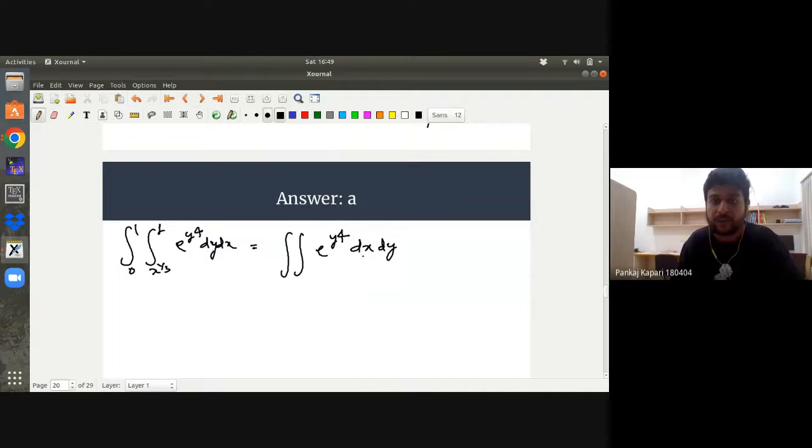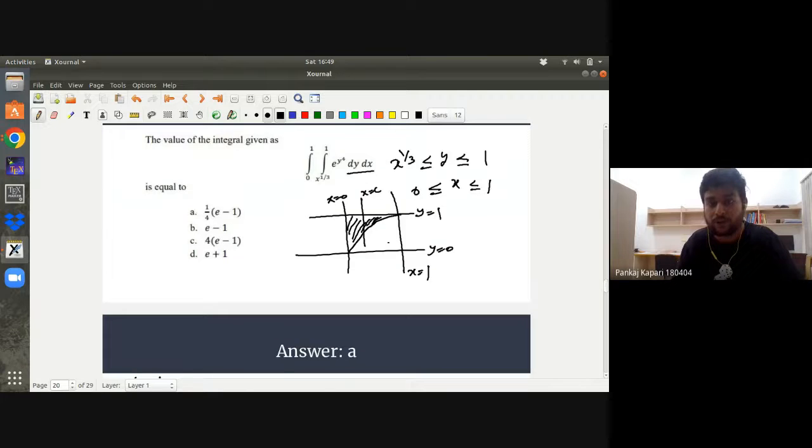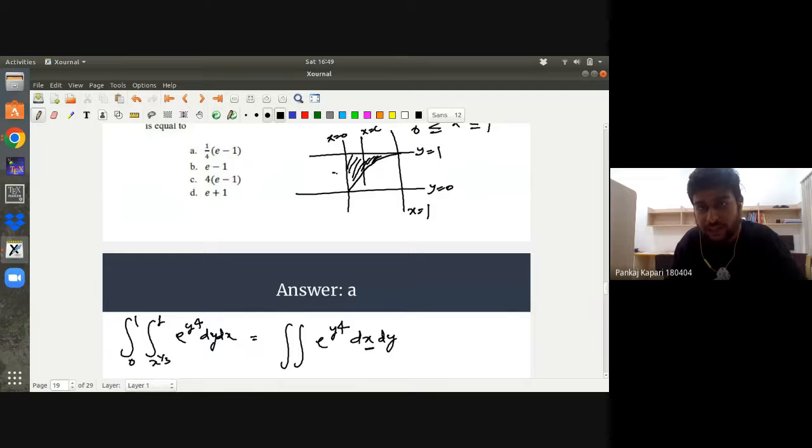Note that first we are integrating with respect to x, therefore y is constant. So we just draw a y equal to constant line. Let's say this is our y equal to constant.